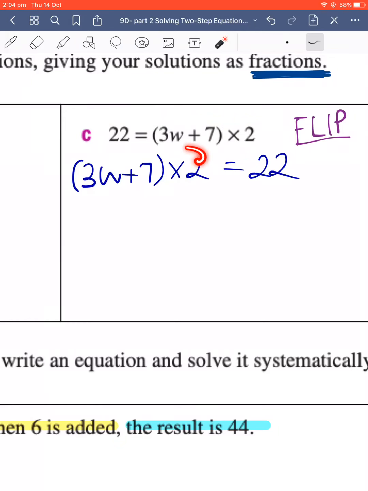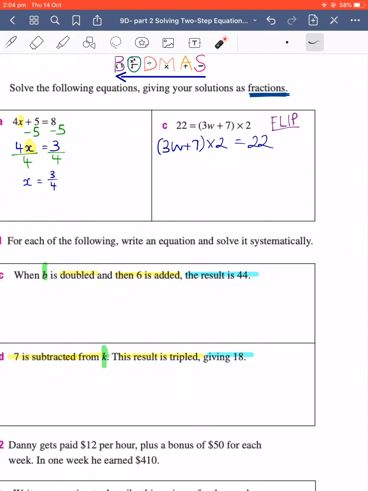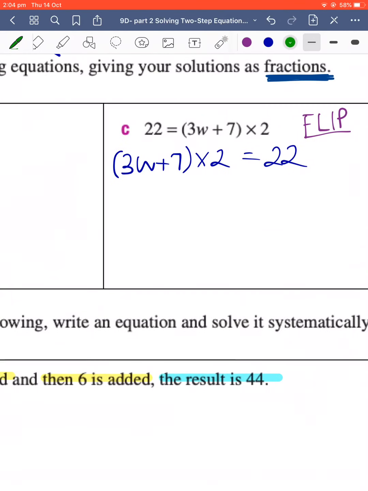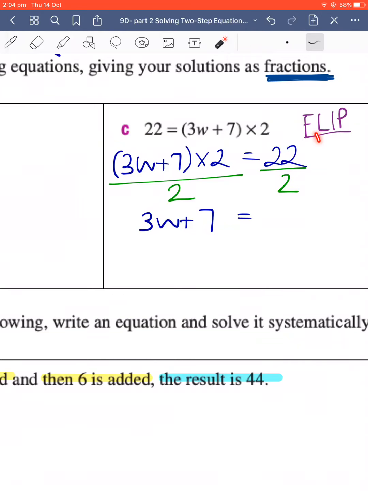Let's have a look. On my left-hand side here, I have a multiplication, and I also have brackets. So the first thing I'm going to do is that multiplication. So to undo multiplication, I divide. So I'm going to divide by 2. What I do to one side, I absolutely do to the other. And again, what this does is just leaves me my statement there. So 3w plus 7 gives me, so 22 divided by 2 gives me 11.